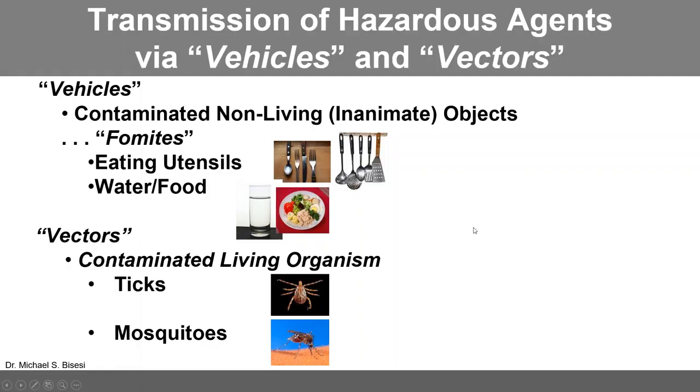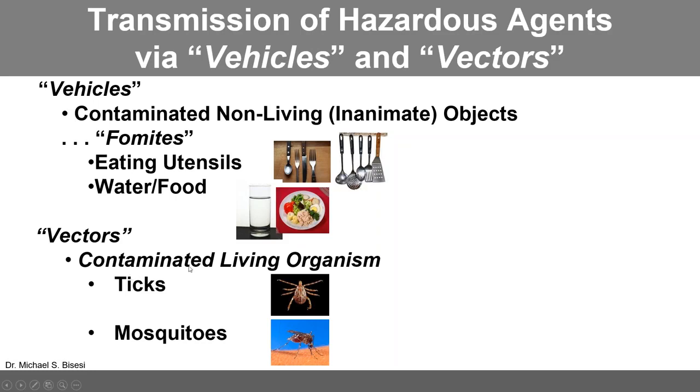But there's also transmission indirectly involving vehicles, which are inanimate objects, otherwise known as fomites. These examples are more in a foodborne establishment, where cooking utensils are not sanitized appropriately and clean. They can serve as a vehicle to transmit an infectious agent to a human, or contaminated food or contaminated water. From this perspective, these can be vehicles of contamination.